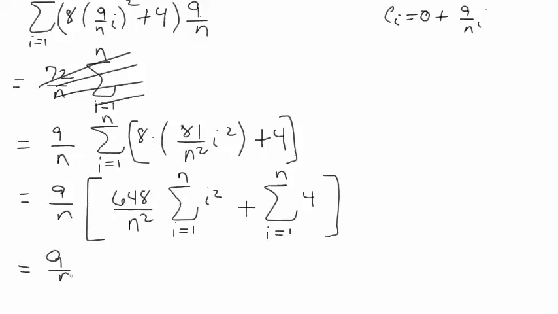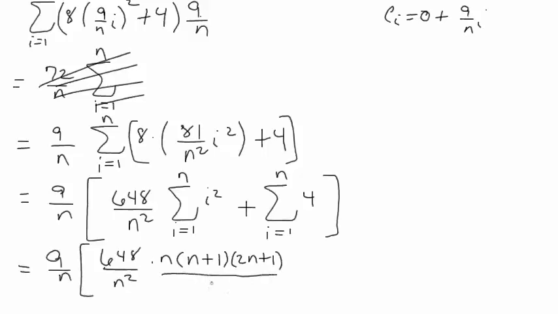Rewriting a lot of things here, 9 over n, 648 over n squared. Now this guy right here, we worked this in the last problem. We got to know what that's equal to. Well, I'll tell you, it's equal to n times n plus 1 times 2n plus 1, something you got to memorize, over 6. So there you go. That's what that's equal to.